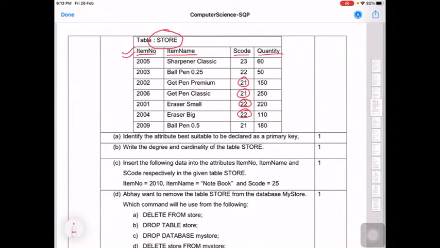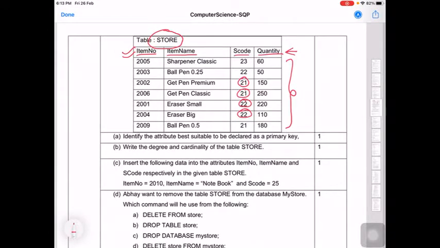Now, the next question comes to degree and cardinality. Degree means number of columns and cardinality means number of rows. So here you can see the number of columns is 4. To count the number of rows you must not include this one, because these are the names of the fields. So you must start from this one to the end. So it is 7 rows. So cardinality becomes 7, degree becomes 4.